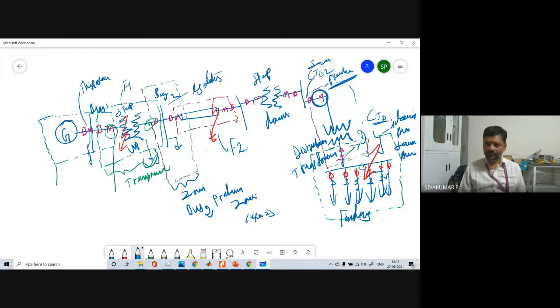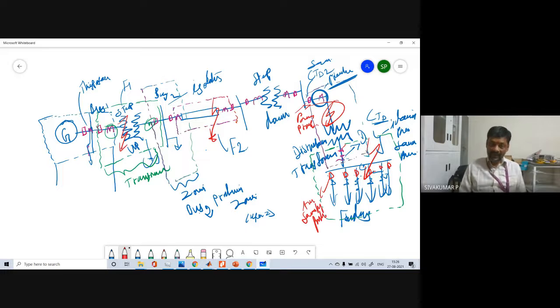In case two, if the fault occurs in this place, please see, in this place, here this CT will act as the primary protection, and this unit will act as the secondary protection.